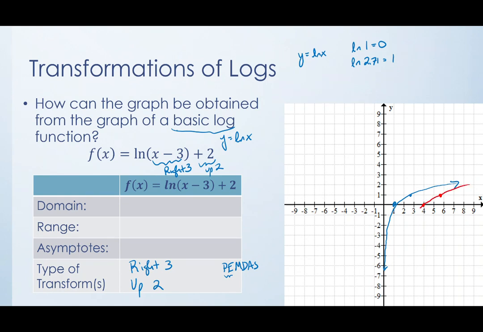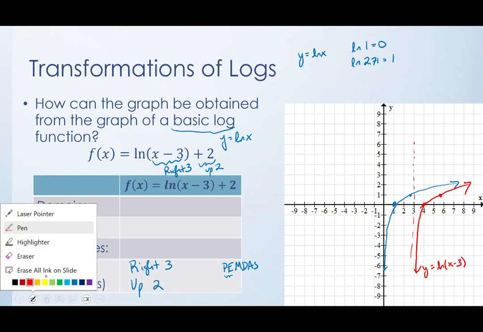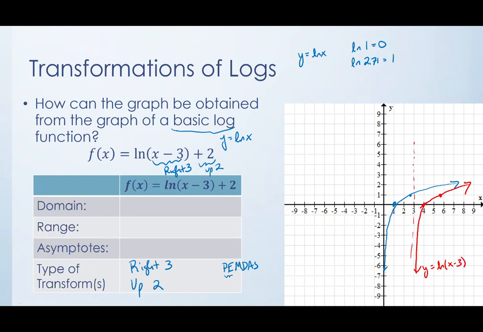Now, our asymptote, which was the y-axis, will have shifted right by 3 also. So instead of x equals 0, we're going to have an asymptote at x equals 3. So I'm going to make sure I don't cross that. There we go. So the red one is y equals ln of x minus 3, and the blue one is y equals ln x.